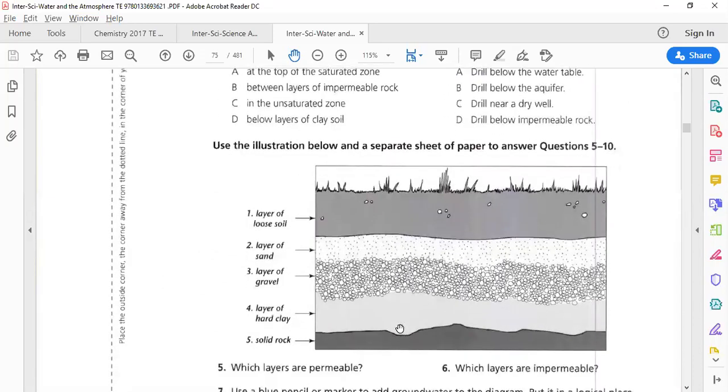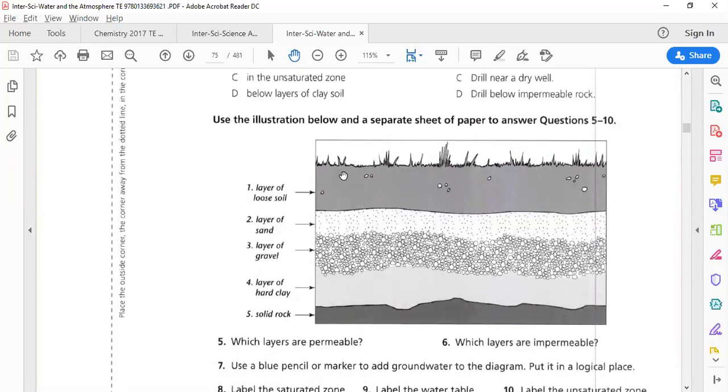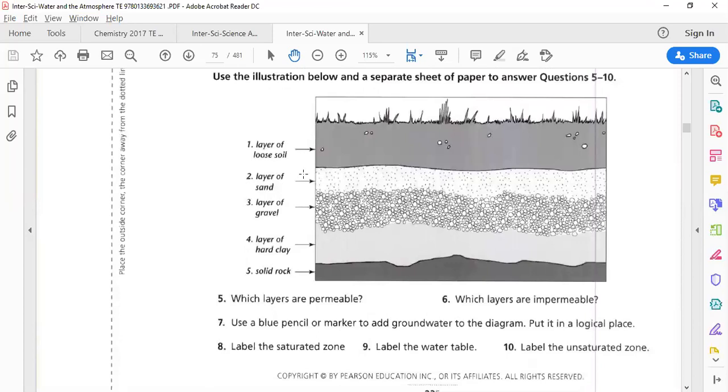Let's get to question number two. Use the illustration below and a separate sheet of paper to answer the questions from 5 to 10. So we'll use an extra sheet in order to answer these questions. This area, number one, is a layer of loose soil. Loose soil has a lot of spaces in it, so this layer will absorb water because it's permeable. And number two, a layer of sand, as we said, sand and gravel. Layers number one, two and three are permeable.